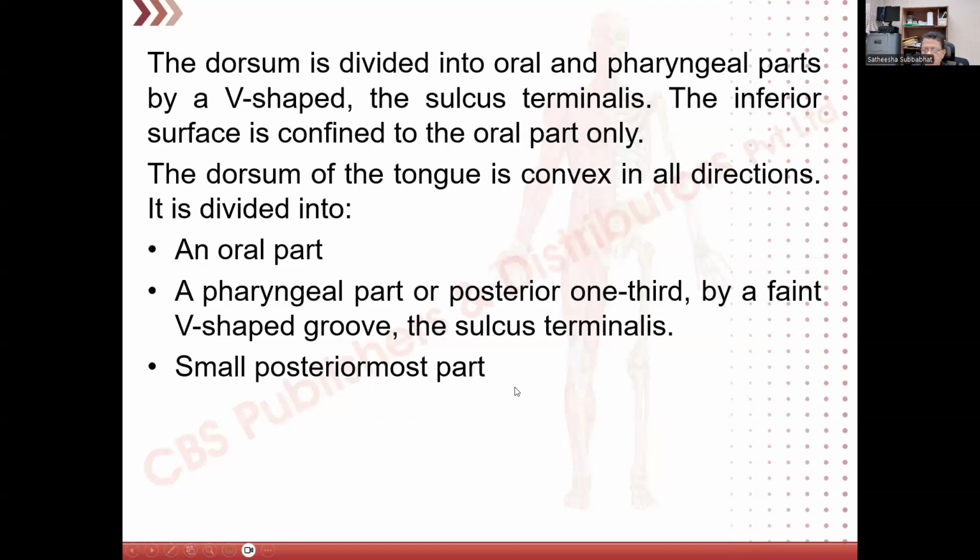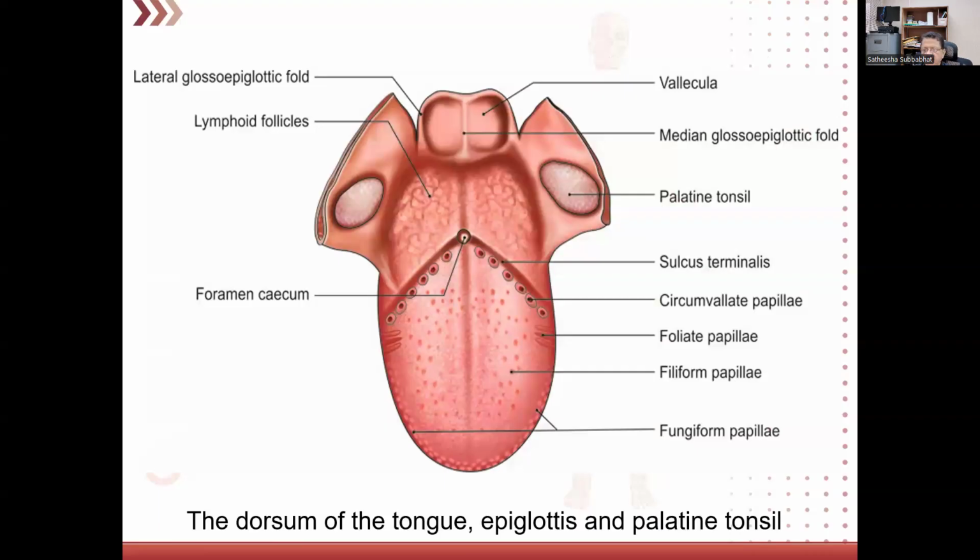The pharyngeal part consists of a number of lymphoid tissues, which constitute the lingual tonsil. The small posteriormost part is a continuation of the pharyngeal part. Here you can see the dorsum of the tongue is divided by the sulcus terminalis into the oral part, and this is the pharyngeal part, where it contains a number of lymphoid follicles.